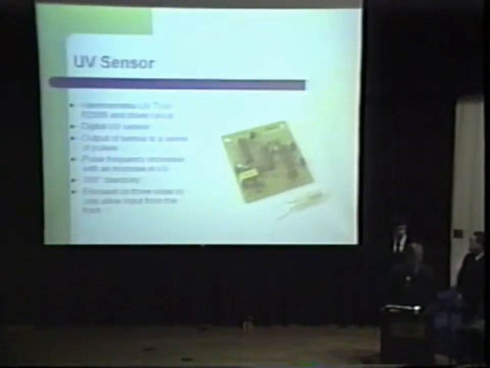The UV sensor we used was the Hamamatsu UVtron R2868, and it came with its own driver circuit. This is a digital ultraviolet sensor, and the output of the sensor is a series of digital pulses. The closer it gets to flame, the quicker the pulses trigger. And this has full 360-degree directivity, so it can really detect a flame anywhere.